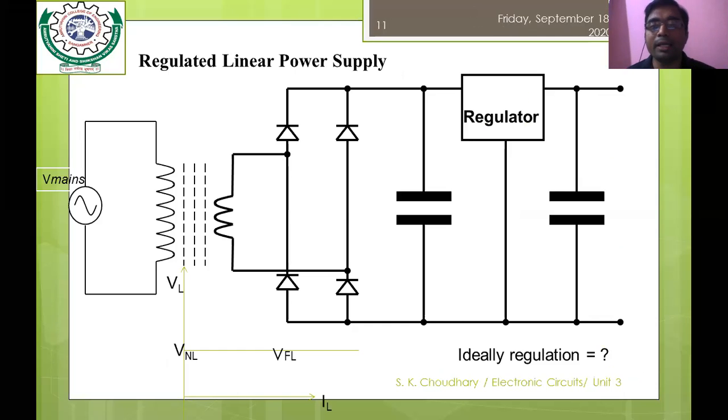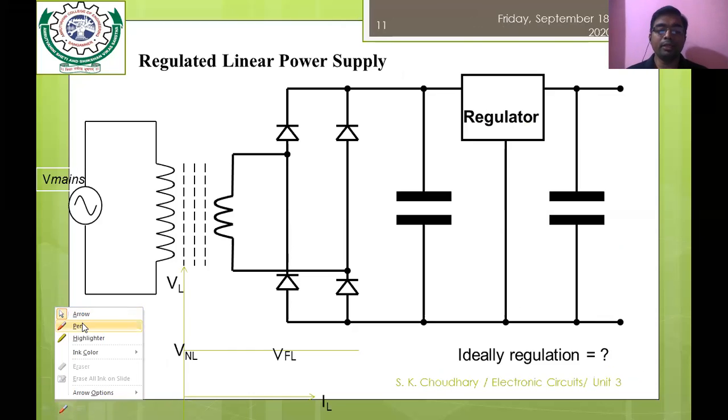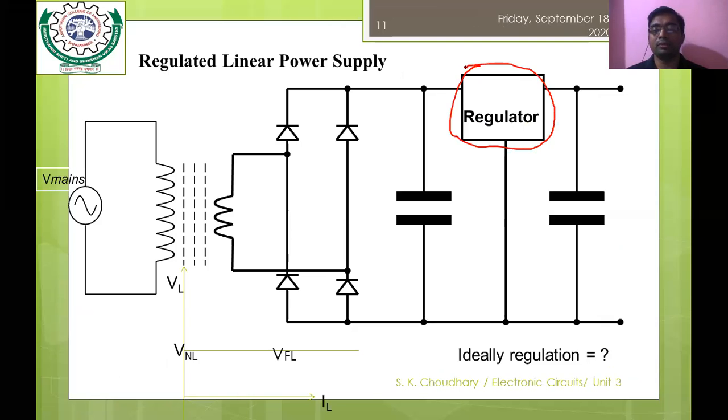Now the second type of power supply is called the regulated linear power supply. Here you can see the circuit diagram is nearly the same; we have only added a regulator at the next stage of the filter. This could be an IC regulator or a Zener diode, whatever you can use. In this way, we plot the graph between VL and IL. Here you can see VNL and VFL are at the same level, and we have obtained a constant output voltage.